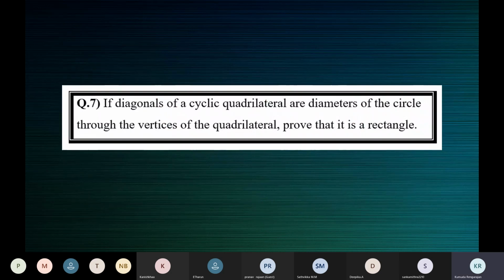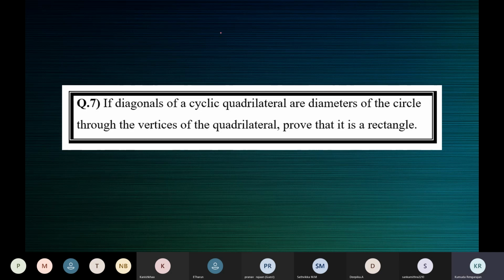If the diagonals of a cyclic quadrilateral are diameters of the circle through the vertices of the quadrilateral, prove that it's a rectangle. So the quadrilateral is a cyclic quadrilateral. That means there's a circle passing through the vertices of the quadrilateral.